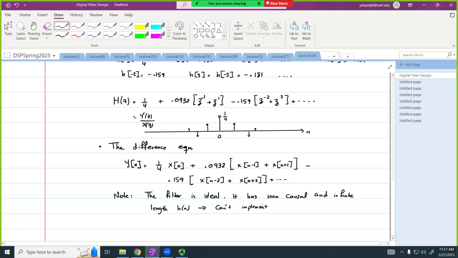Why can't we implement it? Because it goes on forever. Because this expression is going to go on forever. And therefore, at any point, if I want to calculate y of 0, I have to know x at infinity in order to be able to even calculate y of 0. Does that make sense?